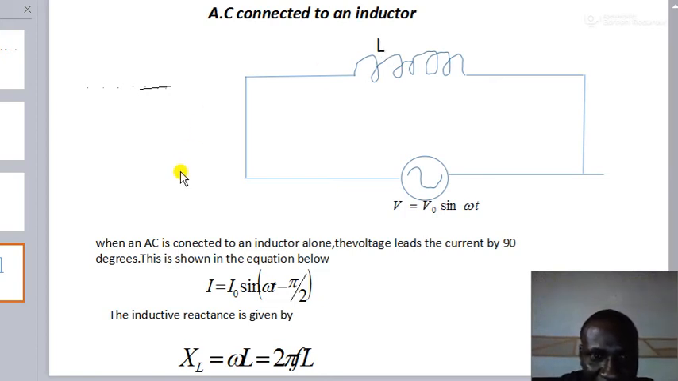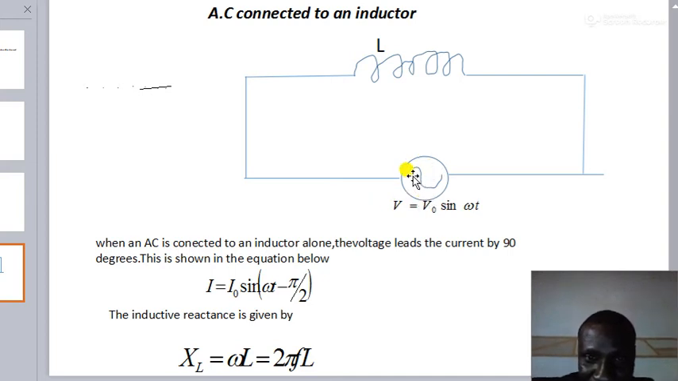So here we are back explaining the connection of an alternating current source. As you can see, this is the symbol of the alternating current source connected this time to an inductor. What will be the result? Now, we found that in the previous study, when this source was connected to a capacitor, the current was ahead of the voltage, but here it is not so.